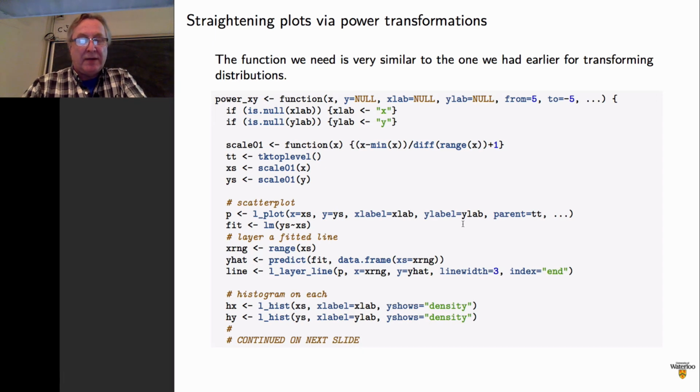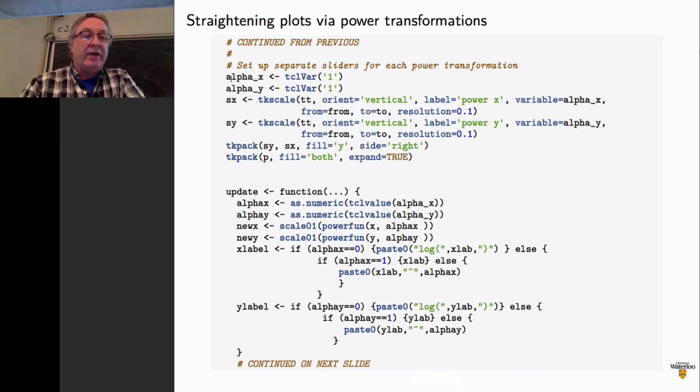I'm going to have a plot. And then I'm actually going to, for the heck of it, fit a straight line to that plot. So the fit is here: get a linear model, straight line fit, get the predicted values, so I can draw the line and add that line as a layer on the plot. I'm going to have a histogram for the X and a histogram for the Y. I'm going to have an alpha for the X and an alpha for the Y, a slider for the X, a slider for the Y.